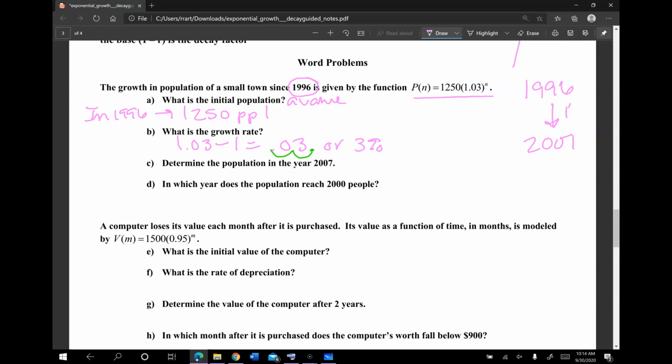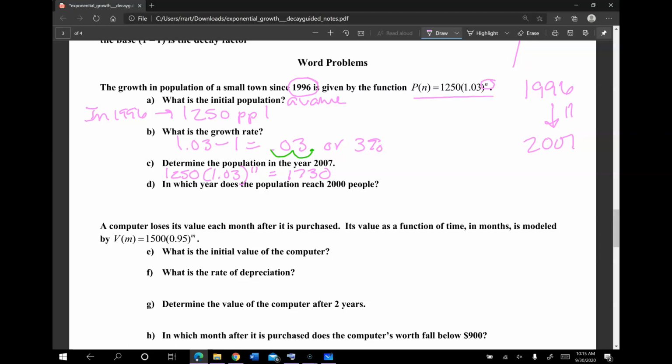It's been 11 years. So after 11 years, you're going to plug that into right there, because remember I told you that's your time. So we're going to say 1250, 1.03 to the 11 years. You can just type that in decimals. I've got my calculator right here, so that's what I'm going to do. So after 11 years, the population will be 1,730. Okay? All right.